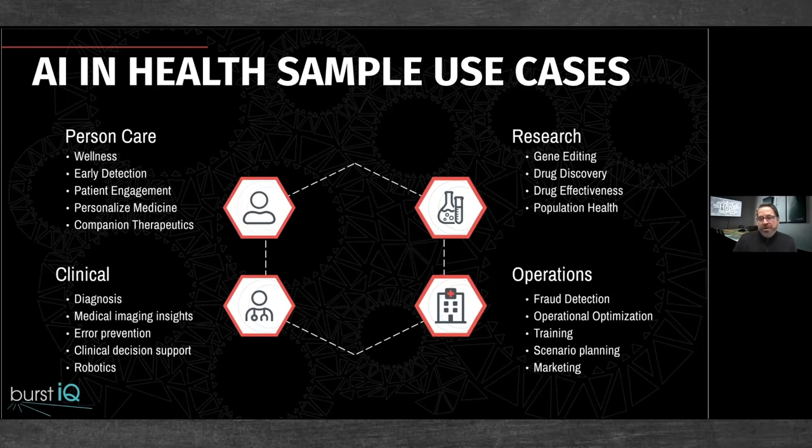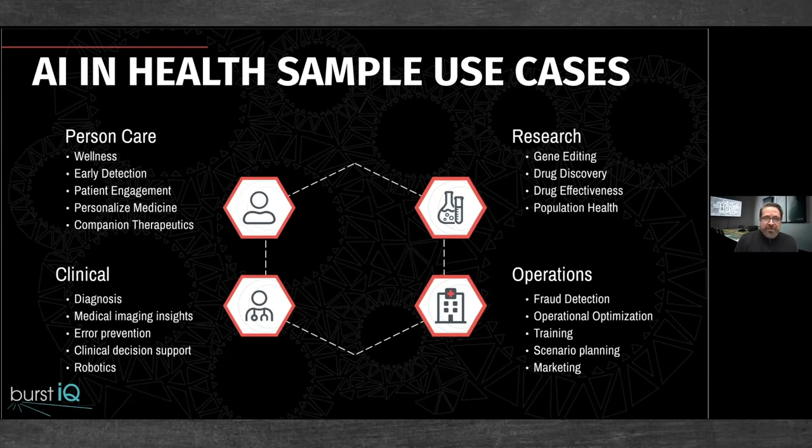And then finally, operations. A lot of work around fraud detection, particularly in the payer space. Operational optimization, we've done a lot of work in AI around revenue cycle management in terms of figuring out patterns within rev cycle, both from a provider and a payer side of life. Training is a big one, virtualization and all this virtual reality is really going to help accelerate training and efficiencies across the board.